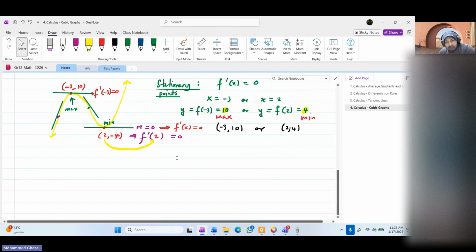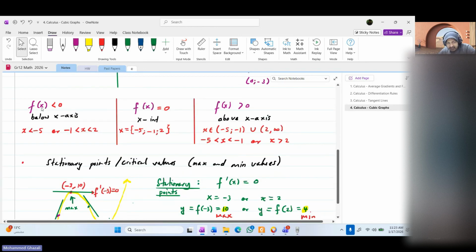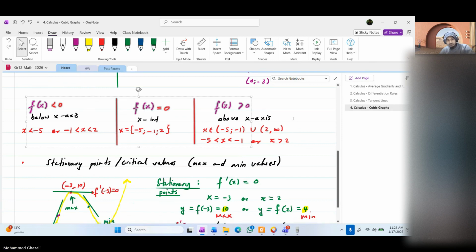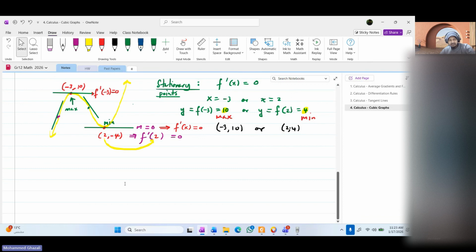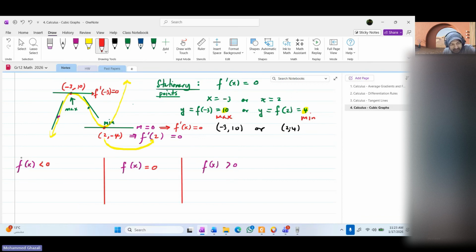Now, you remember before what we have done. We have done f of x less than 0, f of x equal to 0, f of x greater than 0. So that's what I'm going to do now for the next part. Now I'm going to say f prime x less than 0, f prime x equal to 0, and f prime x positive. So what do these things mean now? Anyone knows what that means? See, f prime x less than 0 means, what does f prime x represent? The gradient function. So I want to know when is the function decreasing.